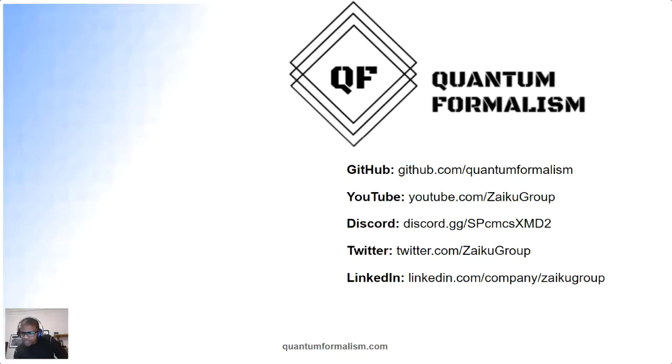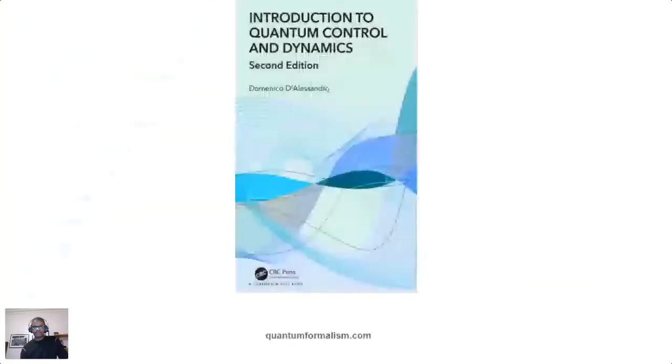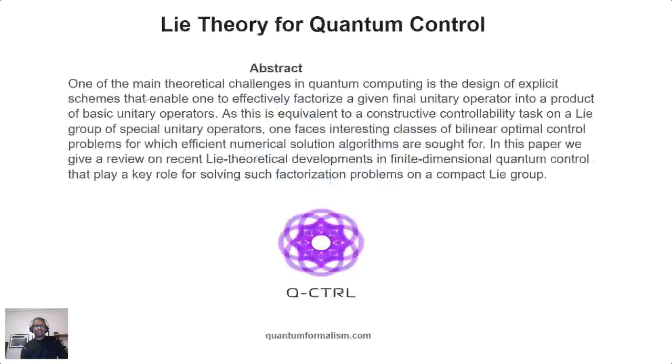Someone, can you go back to the slide with the abstract? Yeah, sure. So actually, the abstract is bigger than this. I just took some parts for you to see, because I wanted to emphasize why compact Lie groups are important. You will have this slide anyway, so you can read it and search for this paper. It's called Lie Theory for Quantum Control.